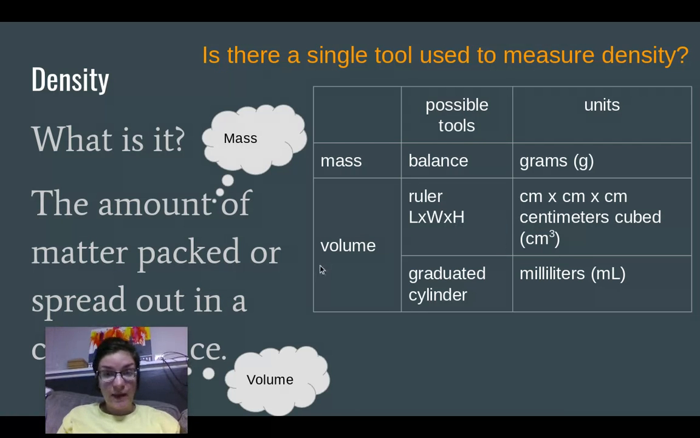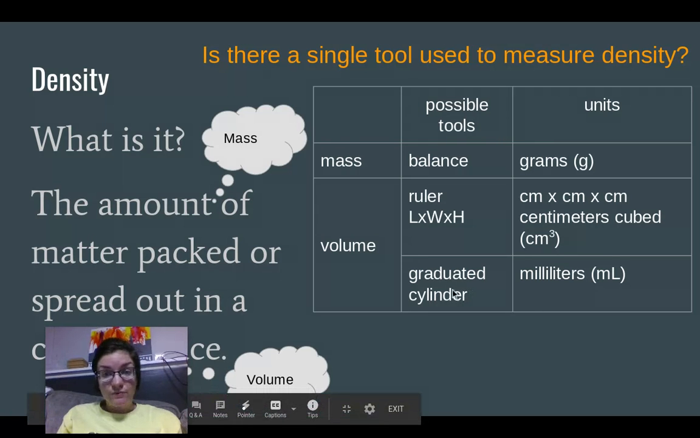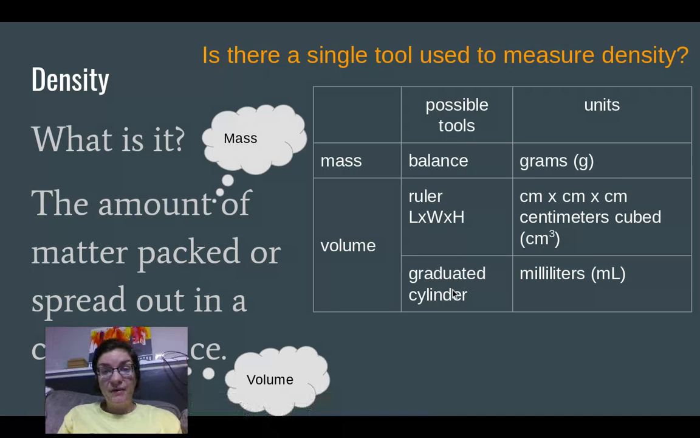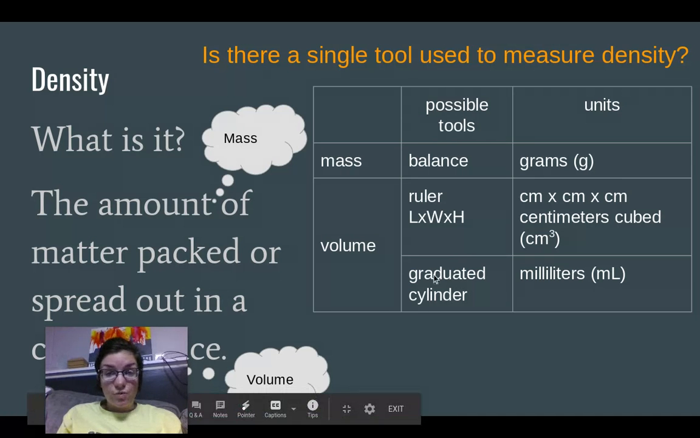Okay. Now let's say you find a weird rock, or you want to find the volume of a ring or something weird shaped that does not have flat sides. You would use a graduated cylinder. What this is usually called is water displacement.